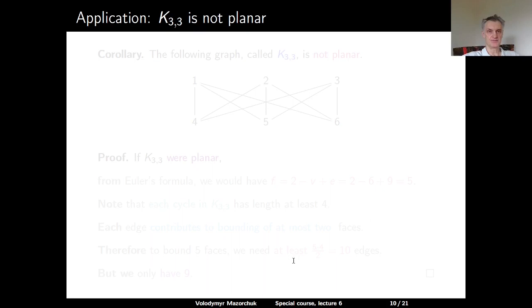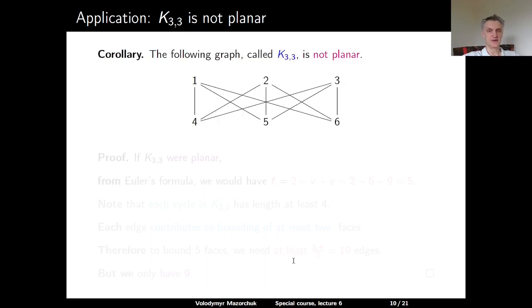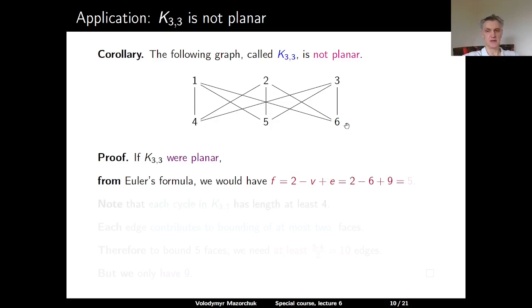Here is an application. The graph K33, which we saw before, that's the graph with vertices 1, 2, 3, 4, 5, 6, and edges 1-4, 1-5, 1-6, 2-4, 2-5, 2-6, and 3-4, 3-5, and 3-6. This graph is not planar. Proof. If this graph were planar, then from Euler's formula we would have that for any plane graph associated to K33, the number of faces should be 2 minus the number of vertices plus the number of edges. This is 2 minus 6 plus 9, which is equal to 5.